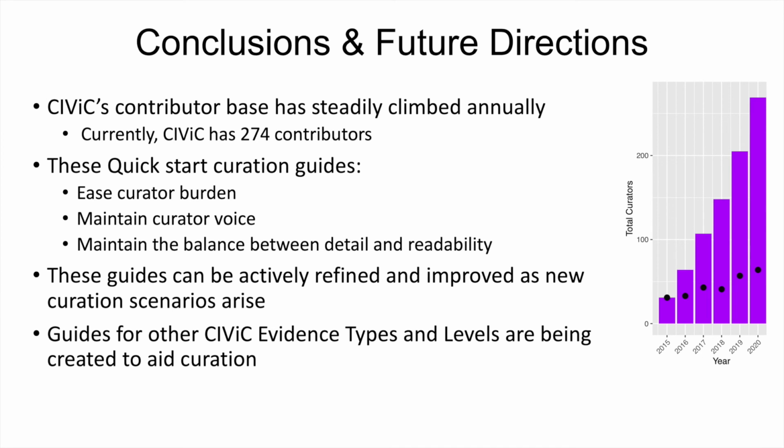CIViC's contributor base has displayed steady annual increases and currently includes 274 contributing users. These quick start guides ease curation burden while maintaining curator voice and the balance between detail and readability of the evidence statements. The guides can be actively refined and improved as new curation scenarios arise. Similar guides for other CIViC evidence types and levels are being created and tested to aid curation.